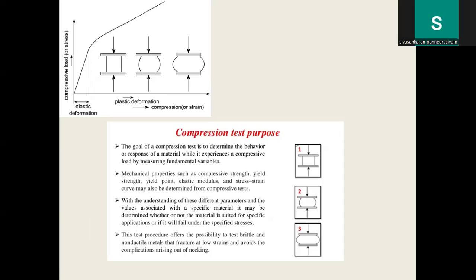In the graph shown here, the first phase is elastic deformation. When the material deforms within the yield point, it behaves in an elastic manner. When it crosses above the yield point, the material begins to deform plastically without regaining its original shape, even after the removal of the load. So this is a different stage of plastic deformation of the raw material in the compression test machine.